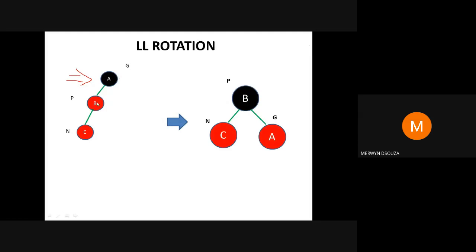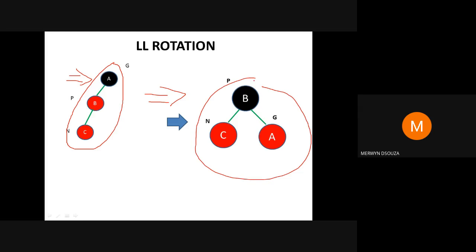Okay, I'm just looking at this. When you rotate it, you're going to only rotate this portion of the tree. So you're going to rotate it like this. B will become the root, C will be the left, A will be the right. And once you have done this rotation, you will attach it to the rest of the tree. So B will be attached to the rest of the tree.